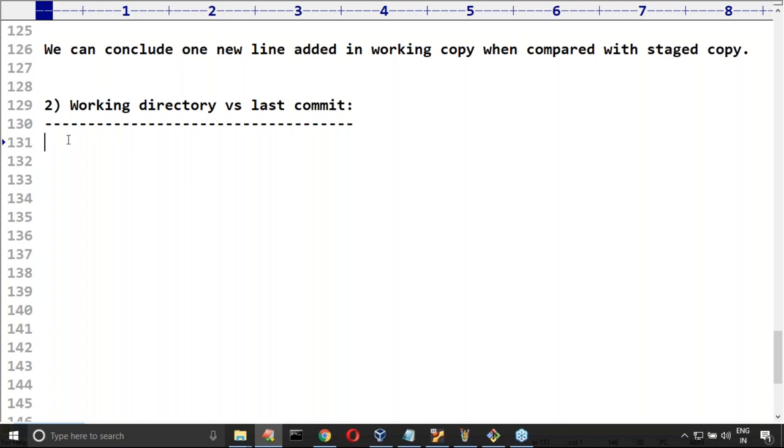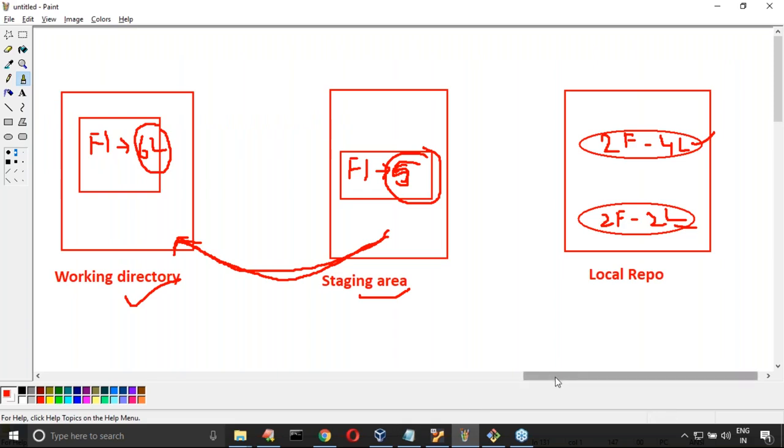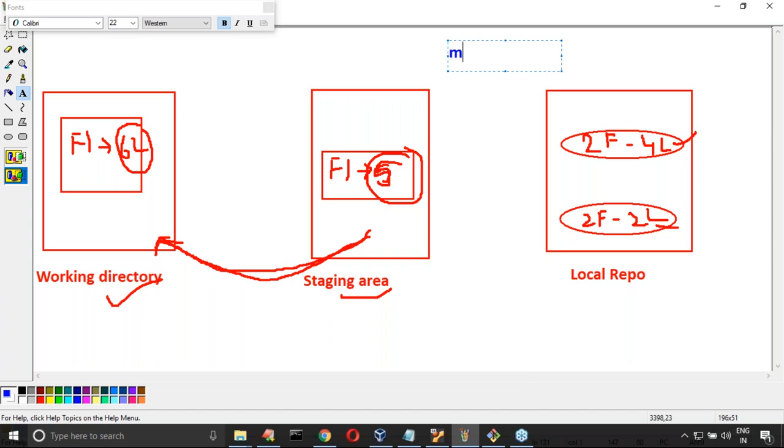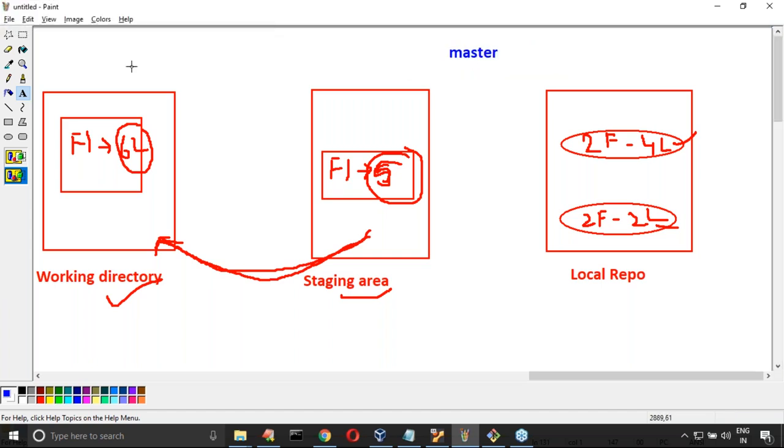What is the way? Very simple: git diff HEAD. One minute, observe carefully. Somewhere we covered this, but how many people remember? In our local repository, how many commits are there? Can you please confirm? Two commits. The most recent commit is referenced by master. Have you remembered? Somewhere I told you.